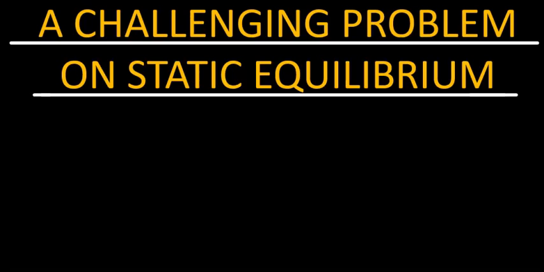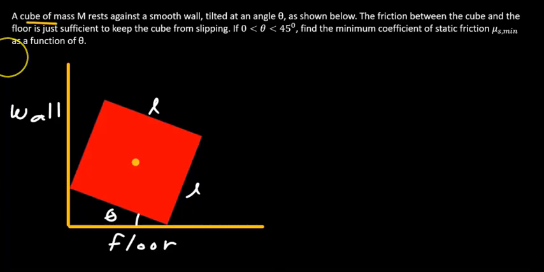In today's video, we will look at a challenging problem on static equilibrium. A cube of mass m rests against a smooth wall, tilted at an angle theta with respect to the horizontal, or with respect to the floor. So what that means is there is no friction at this point.